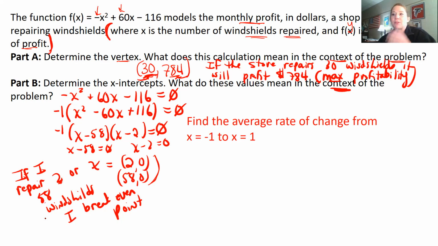And in fact, if I repair less than 2, which is 1 or 0, or more than 58, I'm actually going to start losing money, right? I don't know if it's about labor, it's about cost, whatever, but that is the maximum profitability. And with the maximum profitability, eventually you hit 0, that I'm not making any profit anymore.